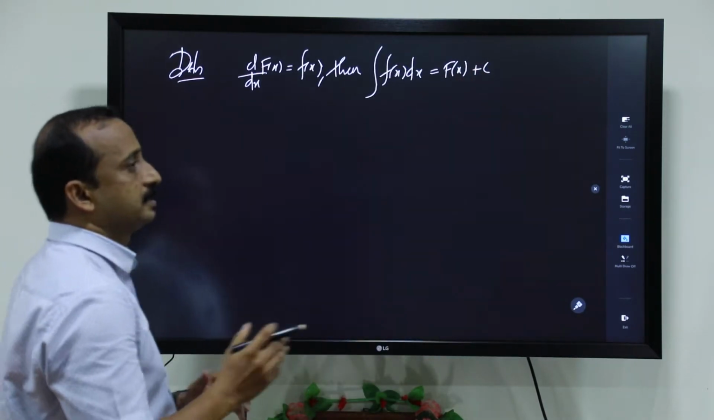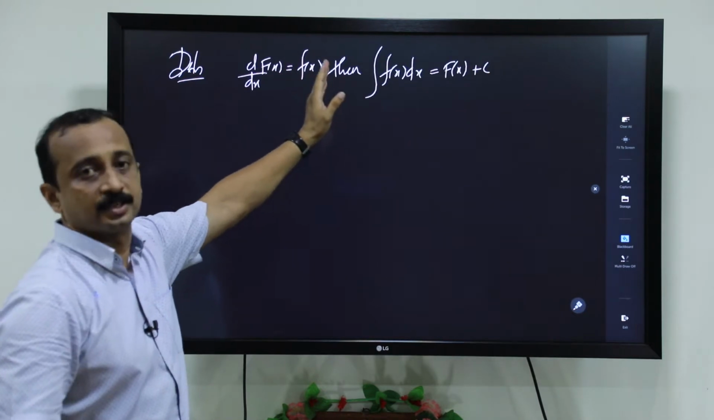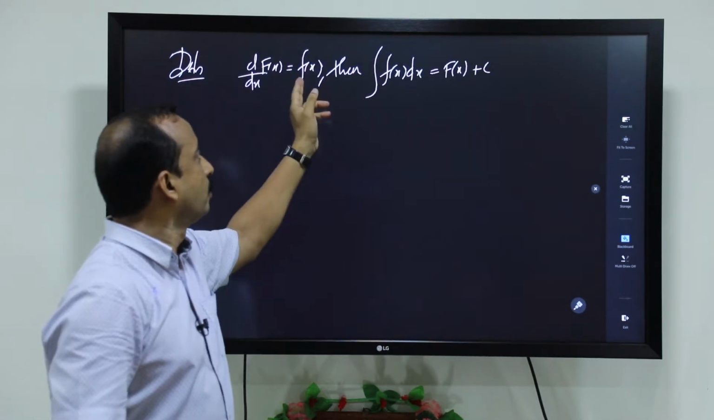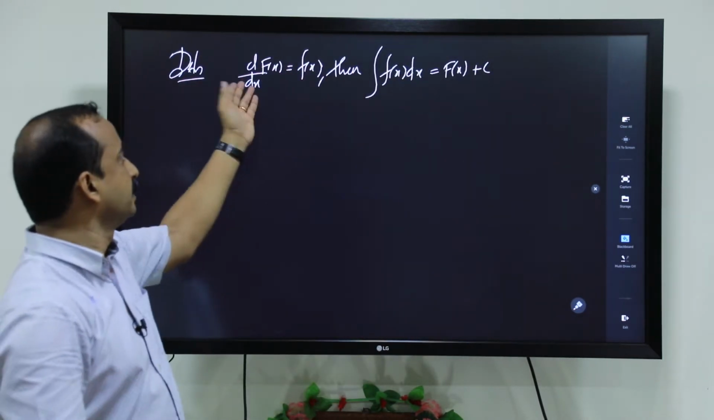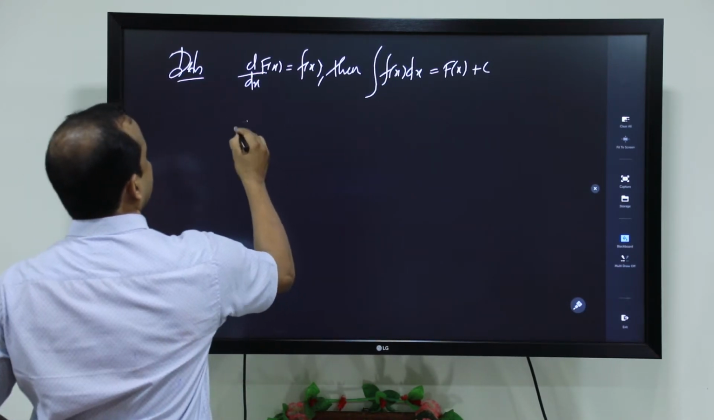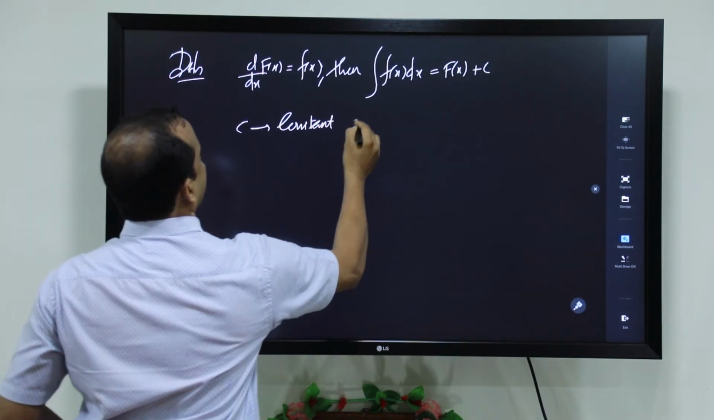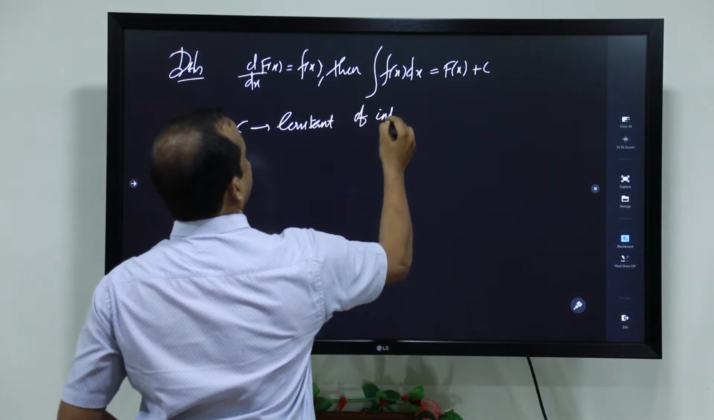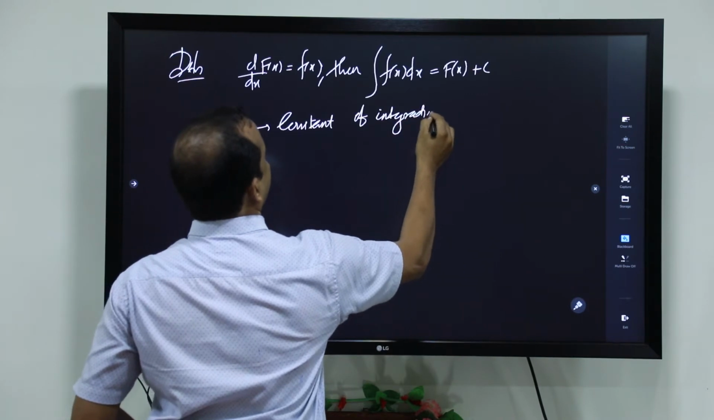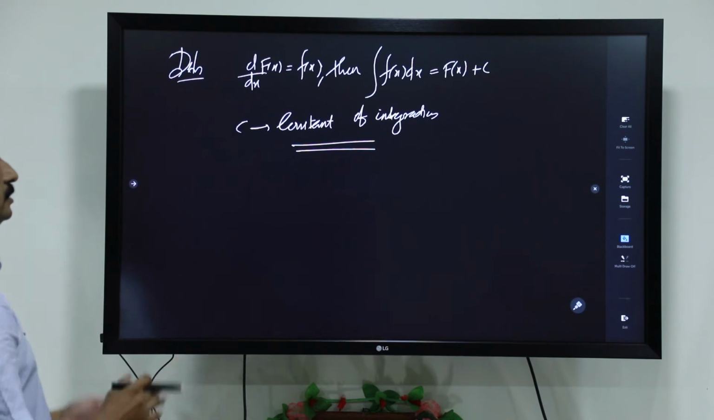If capital F of x is a function, then d by dx of capital F of x equals small f of x. Then the integral of small f of x into dx is equal to capital F of x plus c, where c is called the constant of integration. That's the definition.